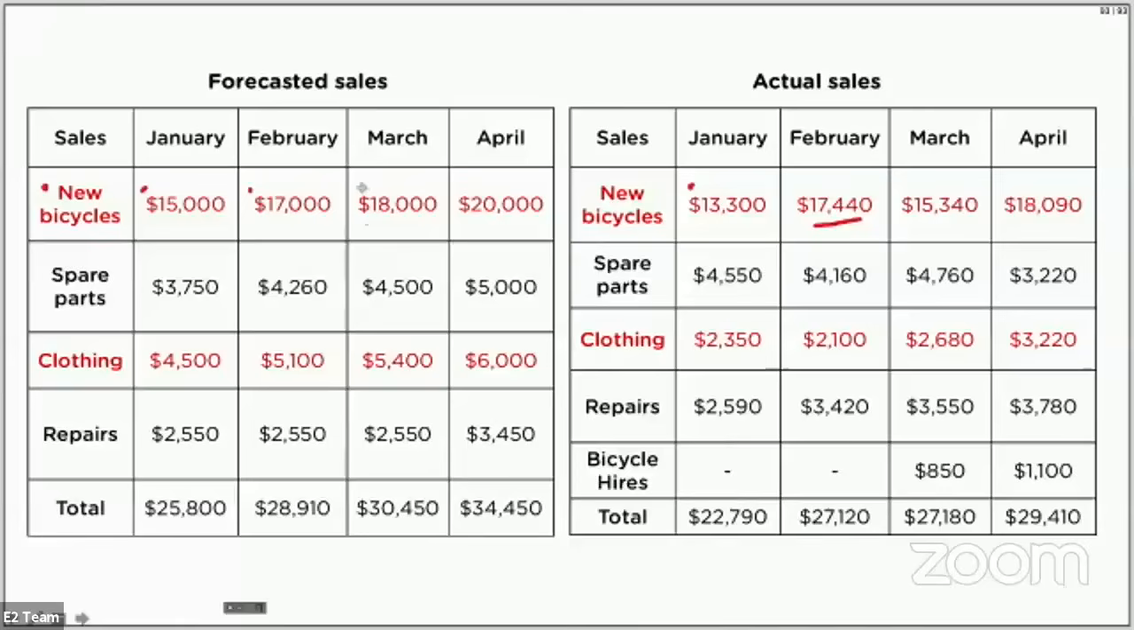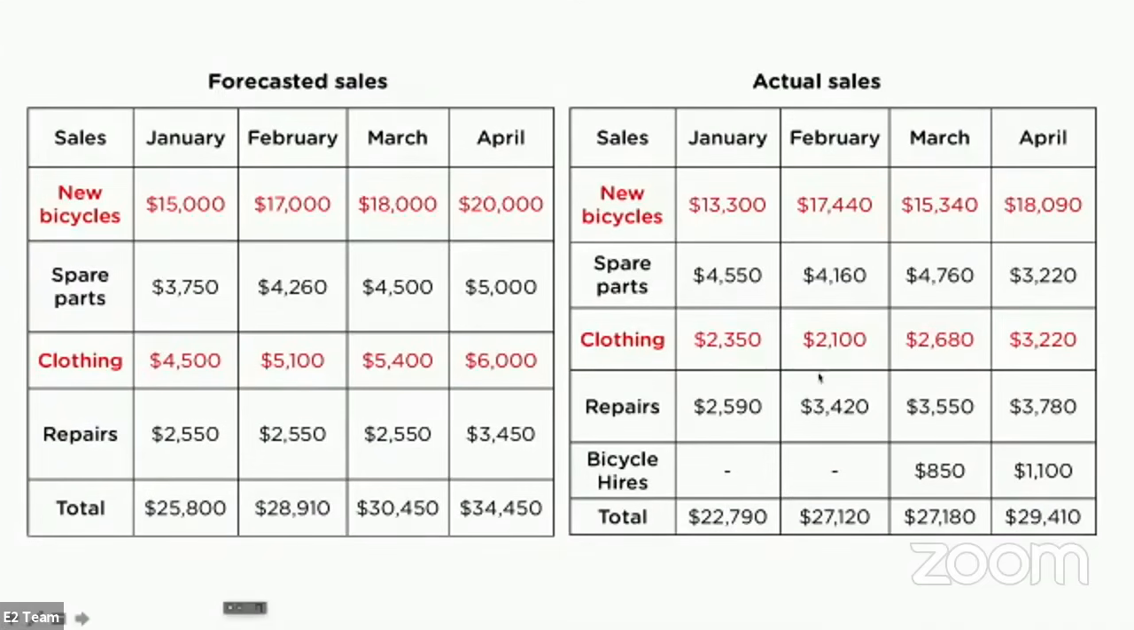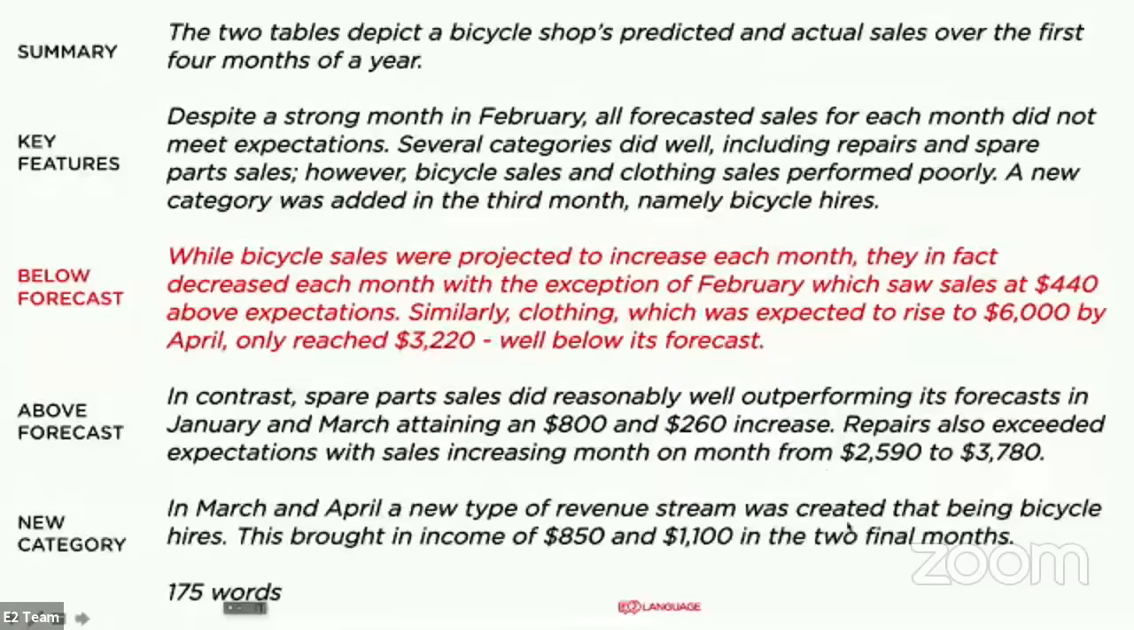So March, it was expected to be 18. It made 15. In April, expected 20. It made 18. Similarly, clothing, forecast at 4,500, made 2,300. Forecast in February 5,1, made 2,1, etc., etc. They all performed lower than that, except for February here. So I made a paragraph about that, those sales below forecast.